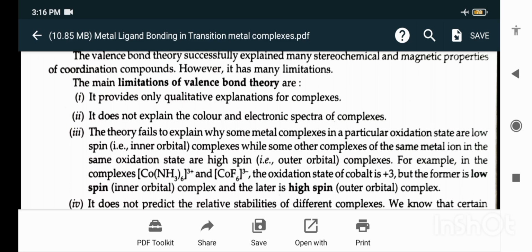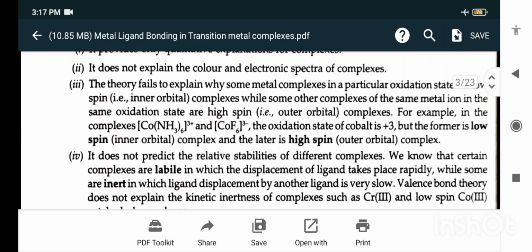The theory fails to explain why some metal complexes in a particular oxidation state are low spin complexes, while some other complexes of the same metal ion in the same oxidation state are high spin. For example, in the complexes [Co(NH3)6]3+ and [CoF6]3-, the oxidation state of cobalt is +3, but the former is a low spin complex and the latter is a high spin complex. It does not predict the relative stability of the different complexes.